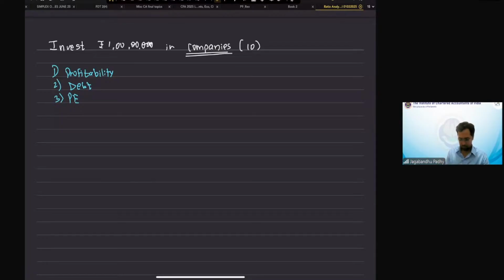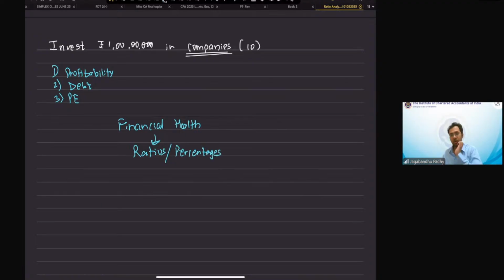Now, when we're looking at these parameters, we are essentially trying to understand the financial health of a company, right? So financial health is going to be calculated, going to be measured by way of certain ratios. Those ratios could also be in terms of some percentages.